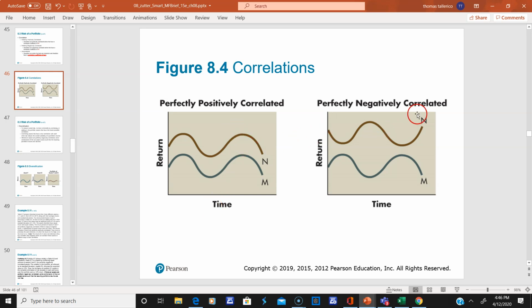And again, big positive gains. Now look at perfectly negatively correlated. You're going to get an average return here, right? When this is down, this is up. When this is up, this is down. And when this is down, this is up. So you'll get an average here, right? You'll just get some average.